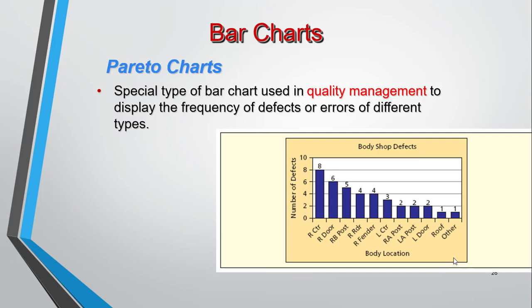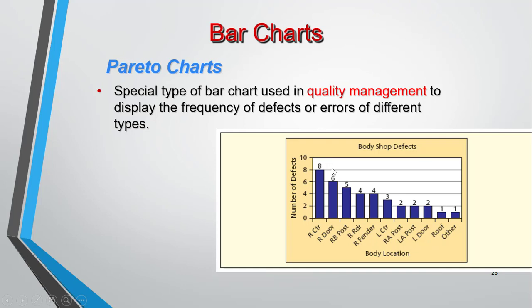You can use a Pareto chart. That's one kind of bar chart that's actually used in quality management. Basically, for this one here, the body shop defects, they find the number of defects for different parts. I guess that's different body locations of your car, like the right door, fender, roof, or whatever. And they find the defects.